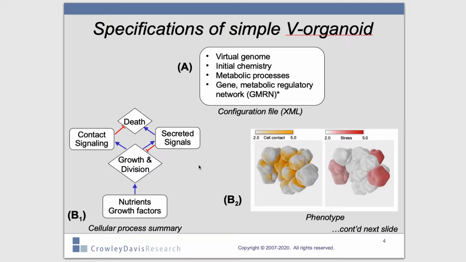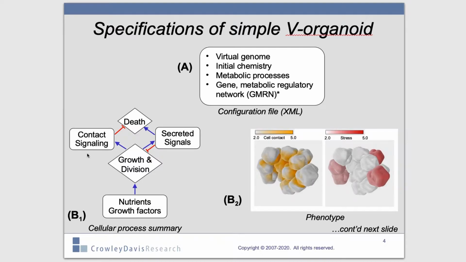The V-organoid can be described or represented in several ways. The most complete description is in a configuration file that includes the virtual genes, initial chemistry, metabolic processes, and their interactions, as well as supporting algorithms. This is written in a structured file format known as XML, or Extensible Markup Language. And it's a format that's both human readable and machine readable. Later we'll examine XML files in detail.